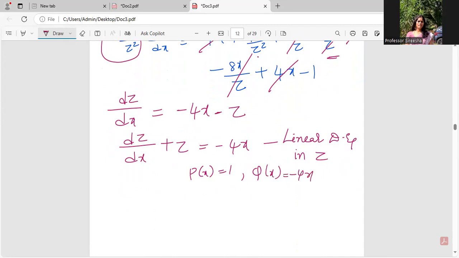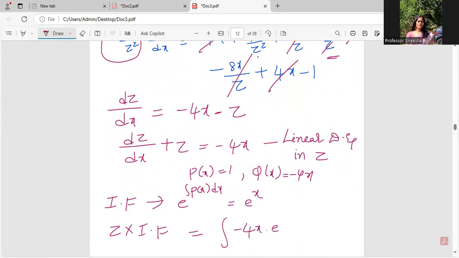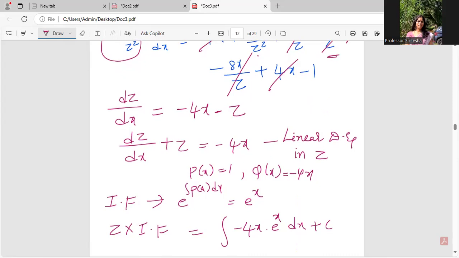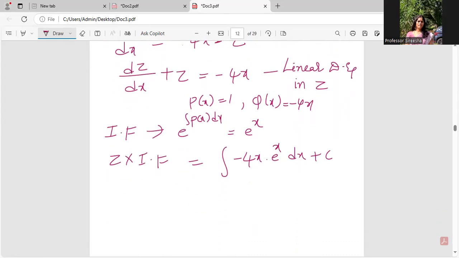Okay. So what's the solution? How do I write the solution for a linear differential equation? First, I'll be writing the integrating factor. E power integral p of x dx, which is nothing but e power x. Solution would be what? Z into integrating factor. This is equal to integral q of x is minus 4x into integrating factor e power x dx plus c. I'll be using Leibniz UV rule to solve this.